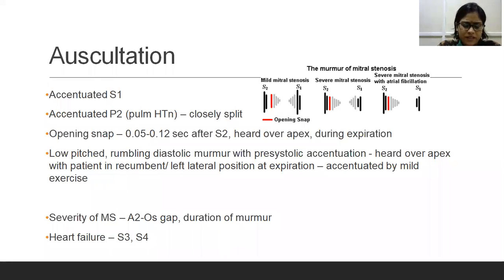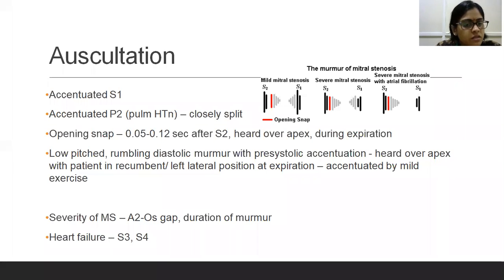One thing about this opening snap: because it occurs just after your S2, it can be confused with the splitting of your second heart sound. You know that your second heart sound is heard in two components over the pulmonary area, so you get your A2 followed by the P2. However, your opening snap is heard only over the mitral area, over the apex, whereas splitting of the second heart sound is heard over the base.